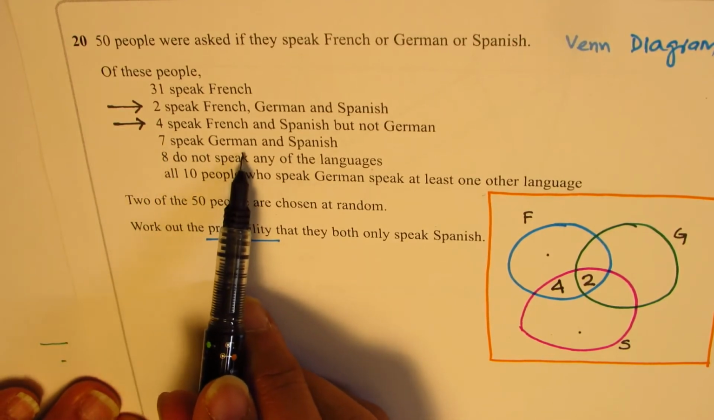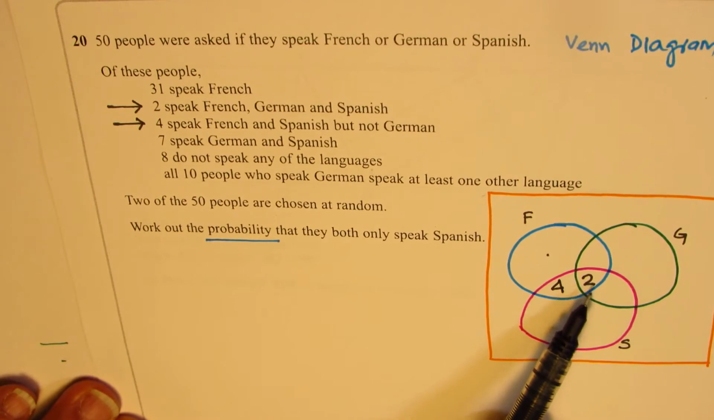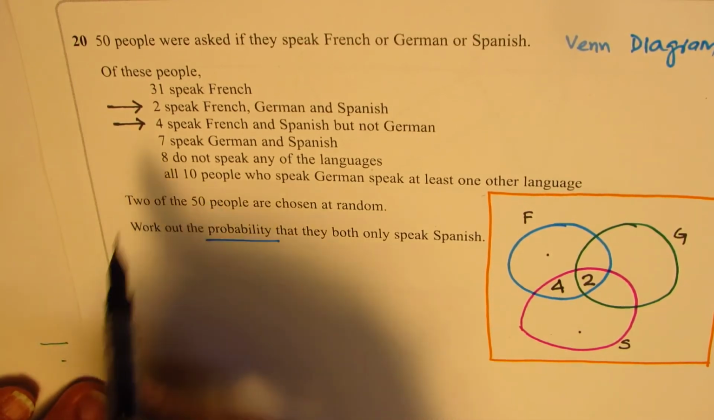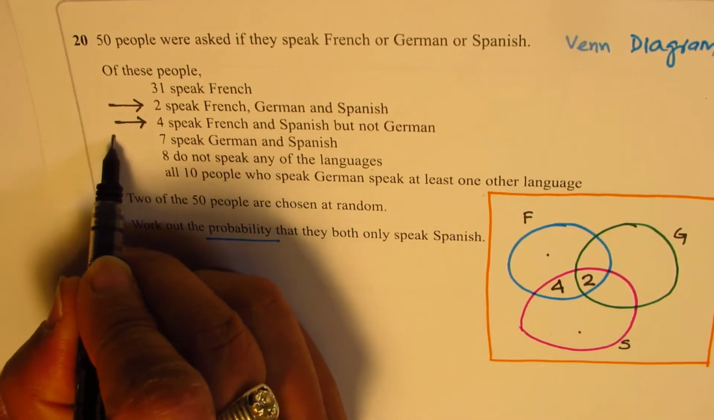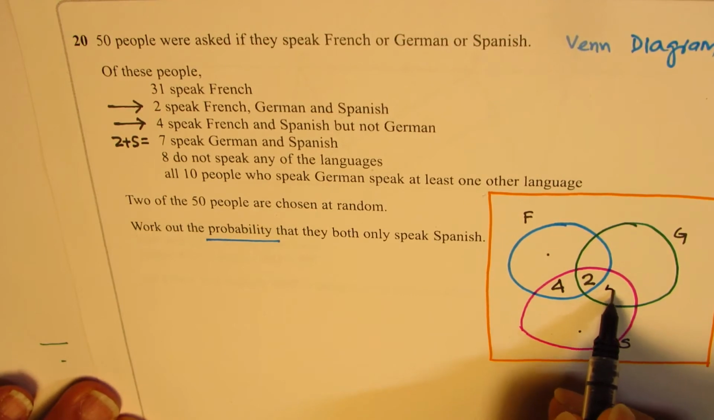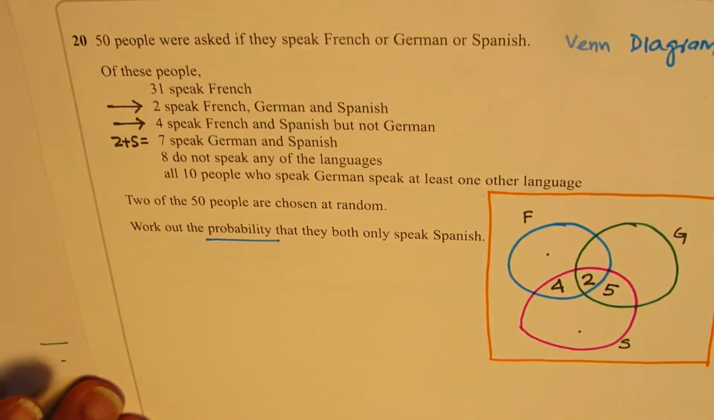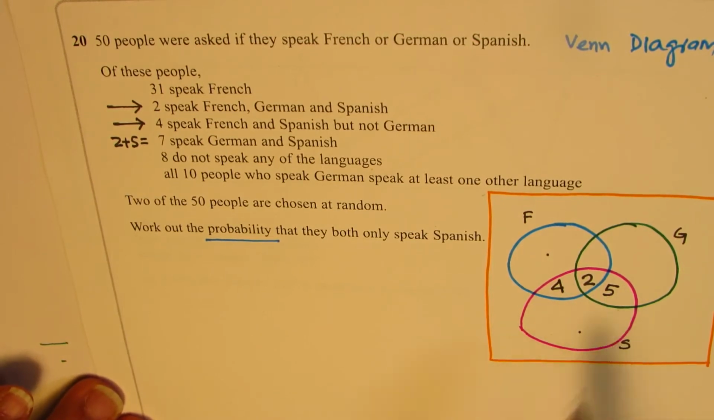7 speak German and Spanish. So between German and Spanish, we have got these two as common. Since we are talking about 7, we already have 2 there. So 2 plus 5 is equal to 7. So 5 will get into this place. Is that clear? So move from inside out to complete your Venn diagram.